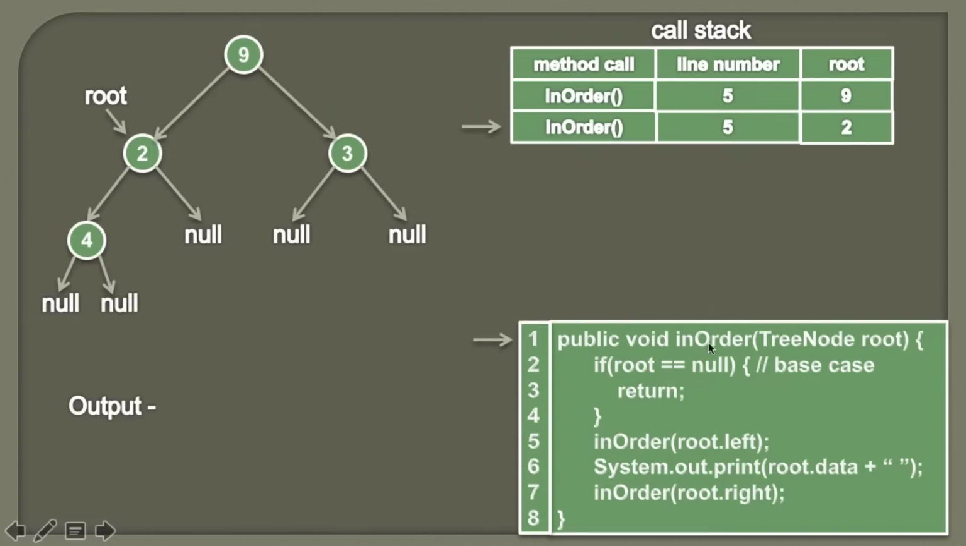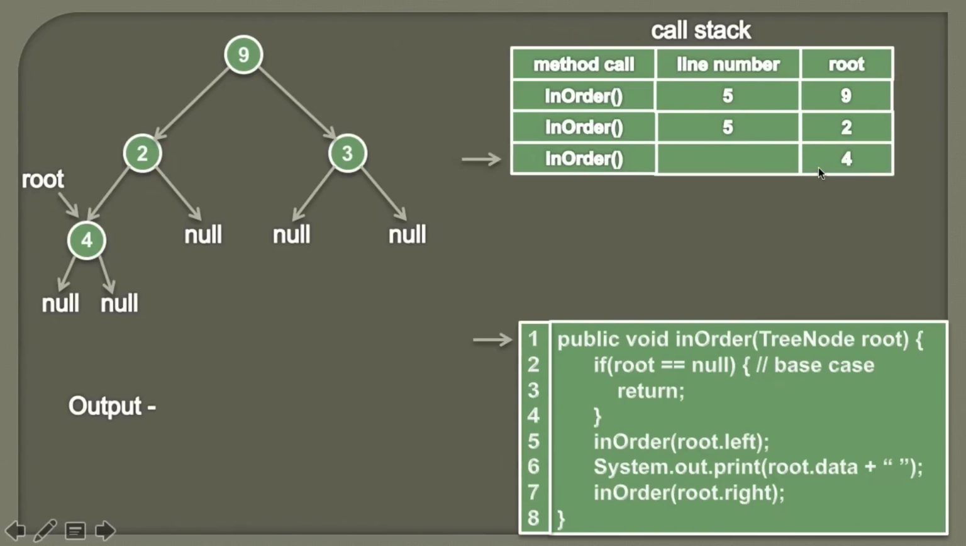So here now the inOrder method will start executing with the root as 4. Currently root is pointing to the node 2, so now it will point to node 4. And here you can see there would be one more method coming on the stack. Now this inOrder method will start executing with the root as 4. Moving ahead, we'll check whether root is equal to null or not. Currently root is pointing to the node 4, therefore it's not null.